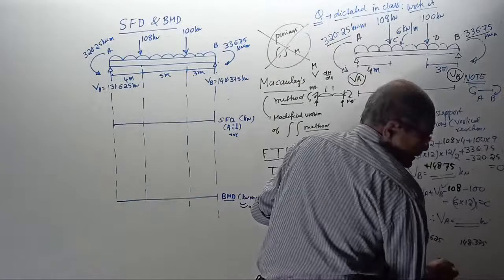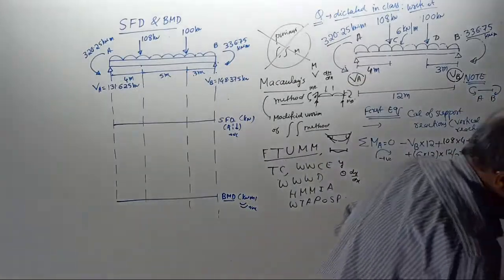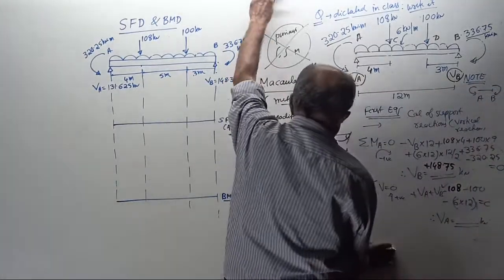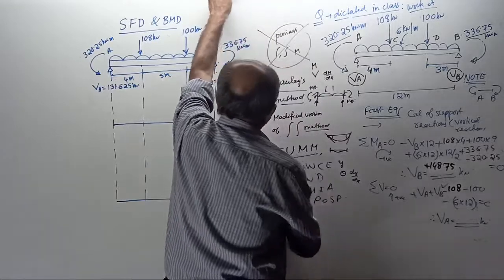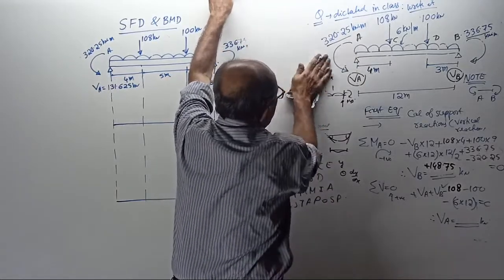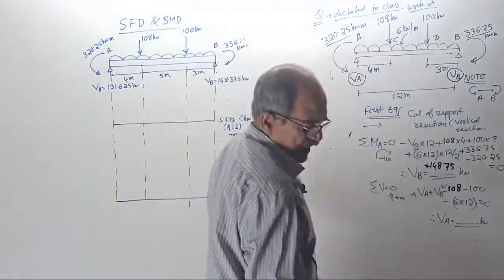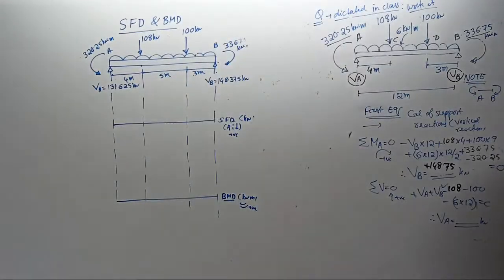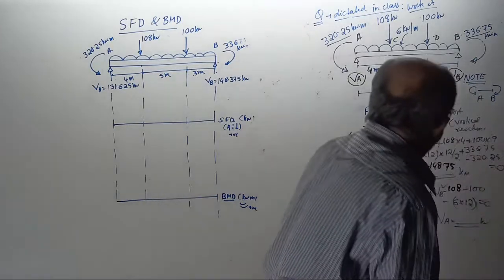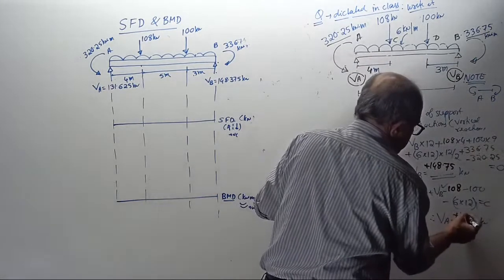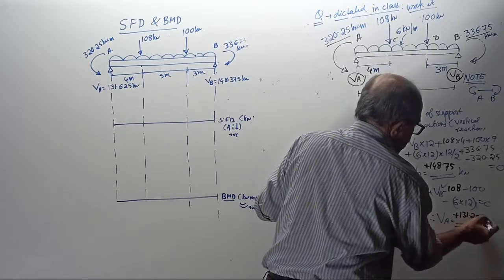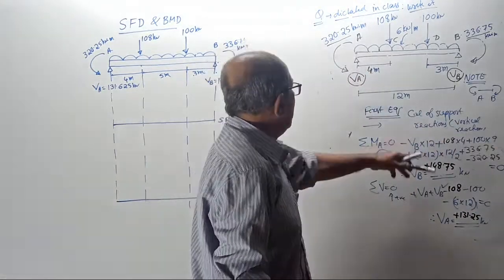These are all numbers which I adjusted to get round numbers. Don't bother about those things. Tell the value of VA fast. Don't make any mistake. Perfect answer required today. VA plus 131.25 kilonewton. Okay. Now reactions are over.